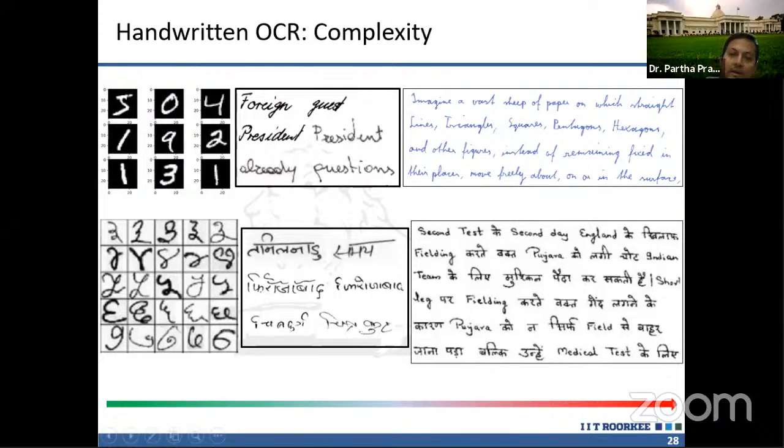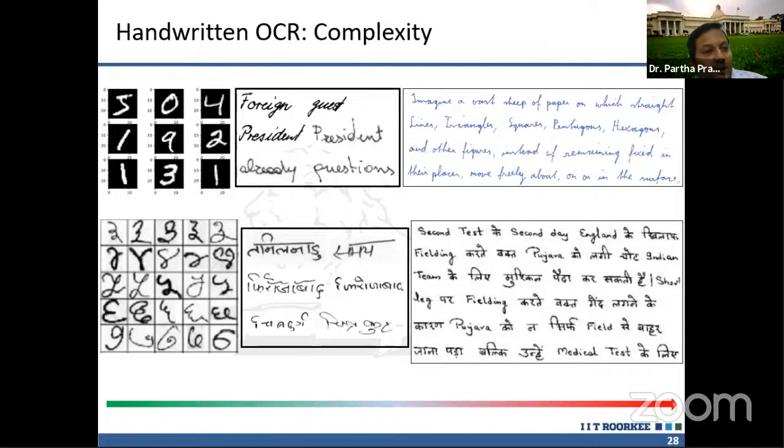Now, in India we have more than 20 scripts available. We have Hindi, Tamil, Telugu. So many scripts are available, which need to be translated as well, because we have many ancient manuscripts.